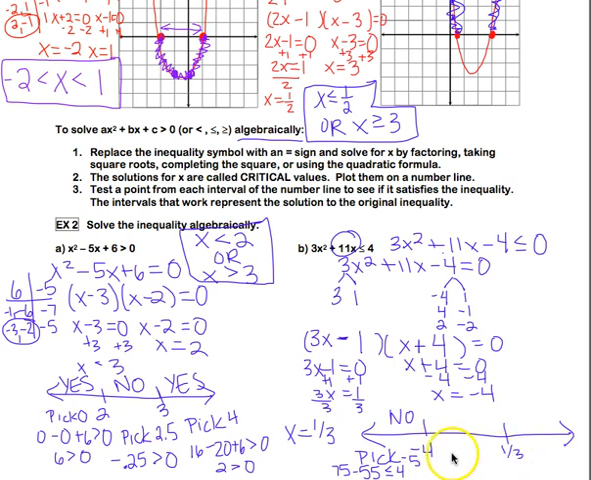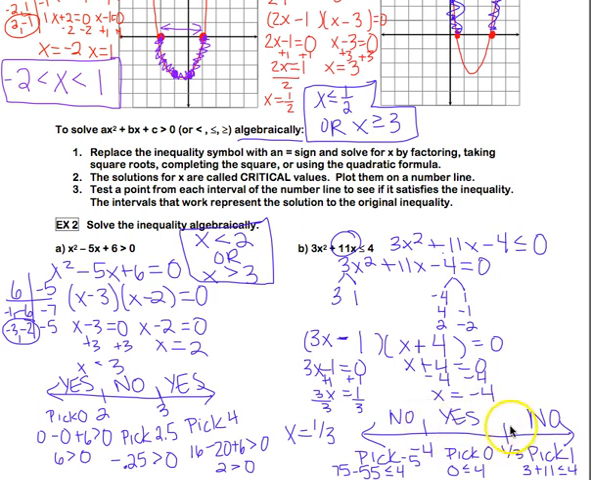Now I go to my next interval. I love 0. 0 is my favorite number to pick, and it's in this interval, so that's what I'm going to pick. So 0 squared times 3 is 0. 11 times 0 is 0. So there, very quickly, I end up with the statement 0 is less than or equal to 4, which is true. So this gets a yes. Bigger than 1/3. Just because this is a fraction doesn't mean you pick a fraction. Pick 1. It's bigger than 1/3. So 1 squared is 1 times 3 is 3. 11 times 1 is 11. And 3 plus 11 is 14, which is definitely not less than 4.